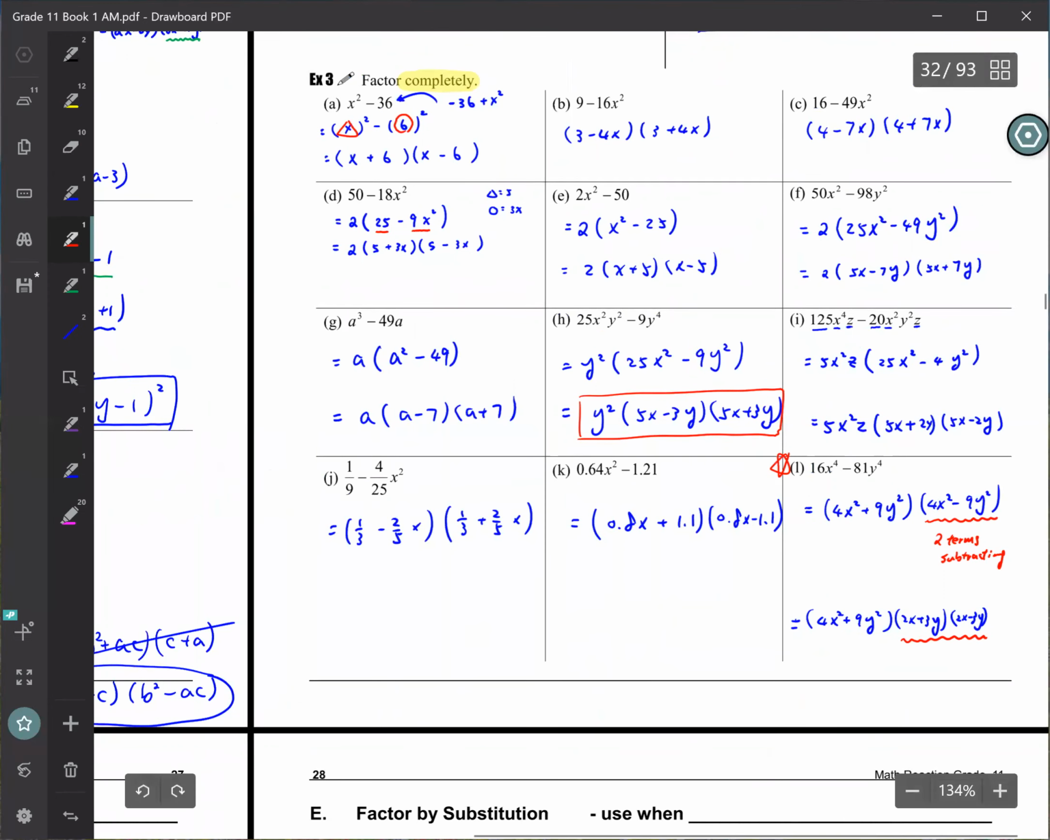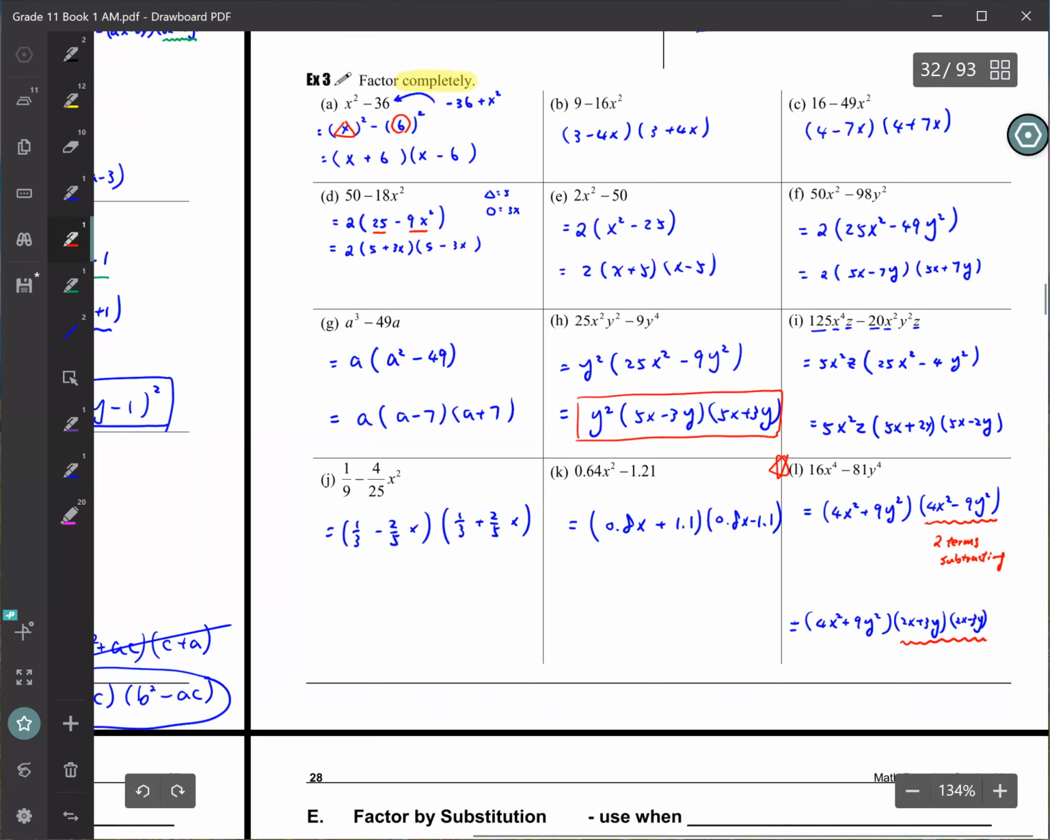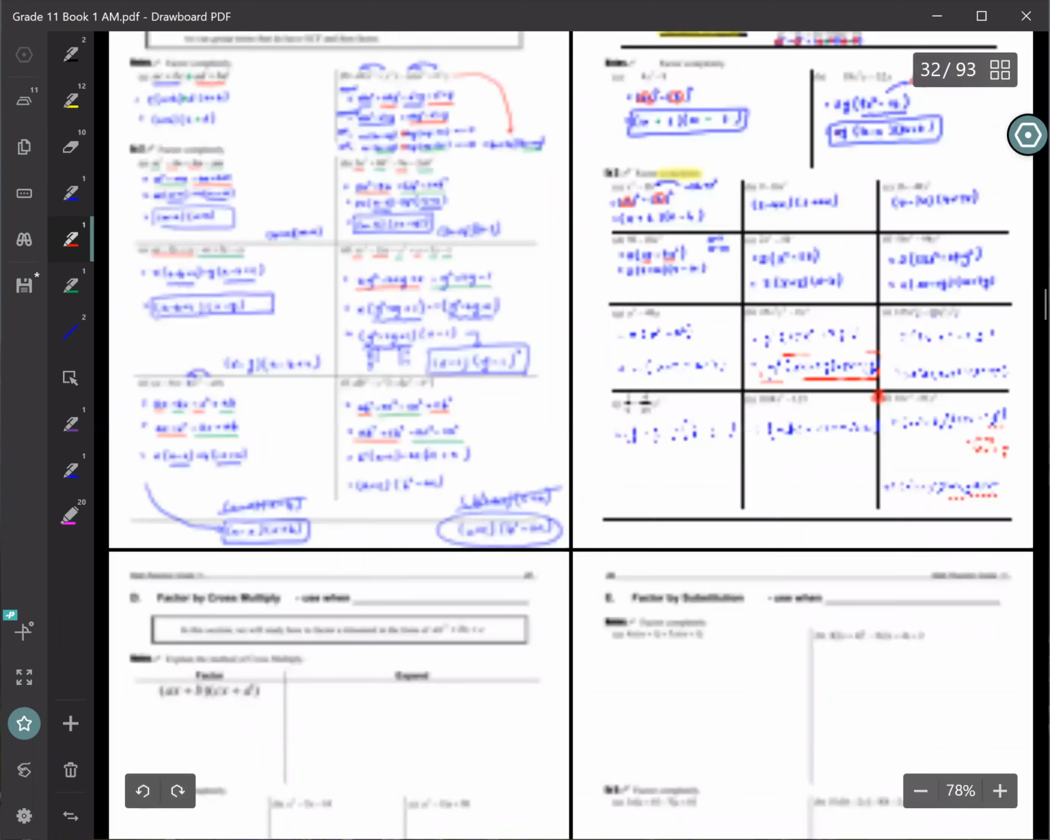Okay, any questions about this part? Okay, Eric, Nathan, are you guys okay? Yep, I'm good. Yeah, okay, so let's move on to method 4.